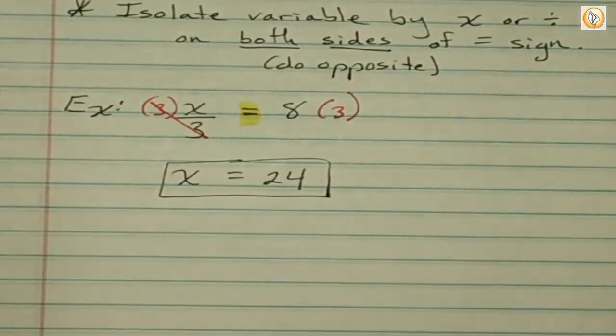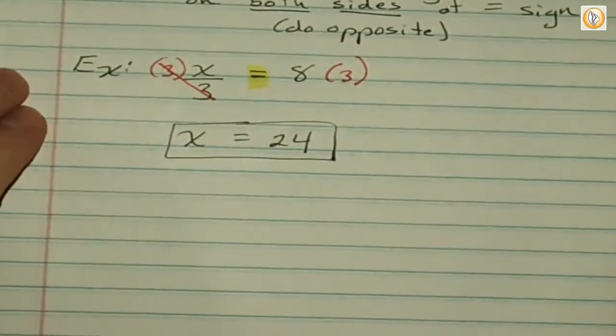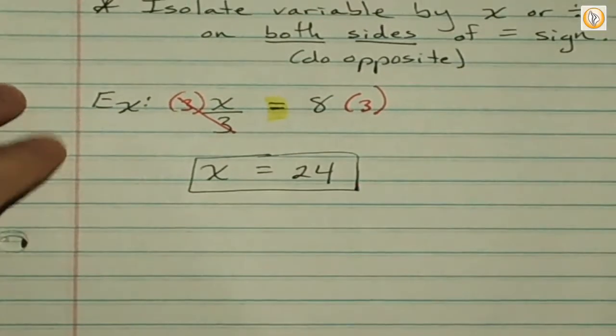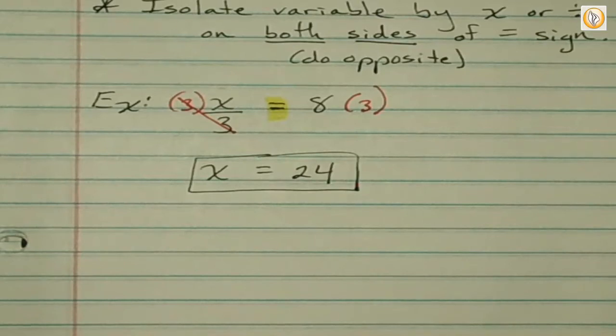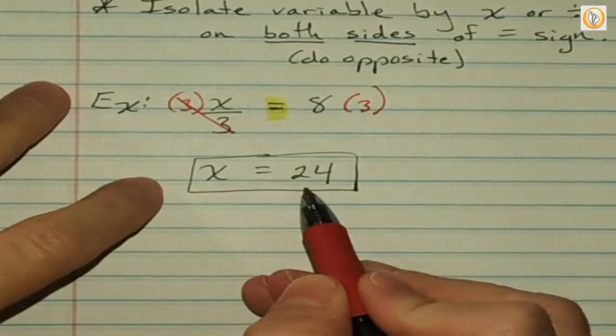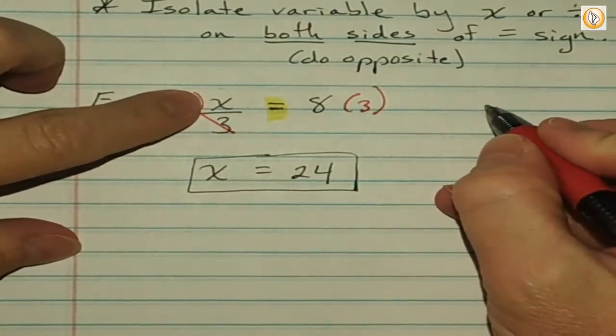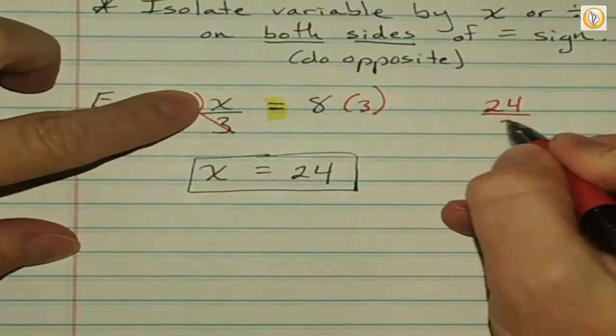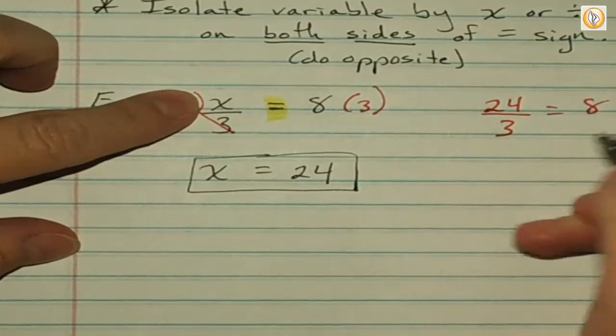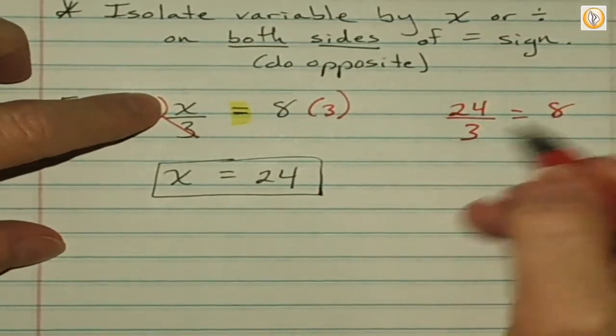Do we ever have remainders? No, not with this. If you get a remainder, you get it wrong. Let me ask something. Could you check to make sure you're correct? If they say X is 24, then let's go back and replace that X with 24 and rewrite your problem. 24 divided by 3, is that 8? Yeah. Then that checks.